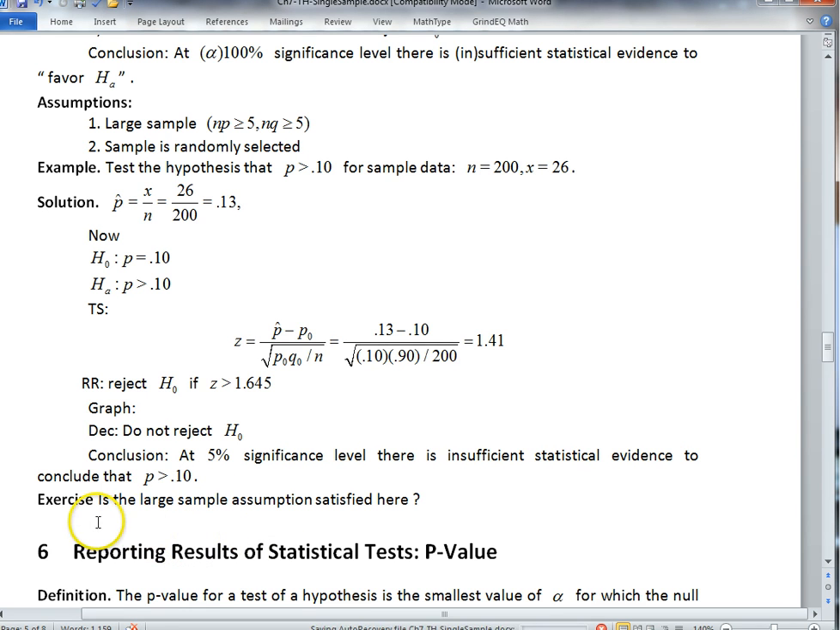Now here's an exercise. Is the large sample assumption satisfied here? Well, we have to check n times p hat: 200 times 0.13 would be 26. That's fine. And n q hat, of course, would be, because q hat would be 0.87, that would be satisfied. So the answer is yes, but please get those values and test it.